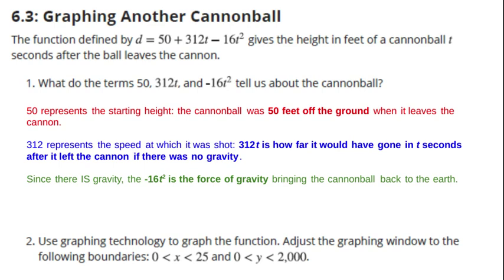I went to Desmos, and I want you right now to pause your video and go to Desmos. When you open Desmos, put in that function, d equals 50 plus 312t minus 16t squared. Then go to the wrench and make your x intervals. When it has that inequality with the x's, make the one on the left 0, the one on the right 25. For your y's, the one on the left 0, the one on the right 2000. And then you'll see that full height graph. So I want you to do that right now. Please pause the video while you do that, just for a moment.